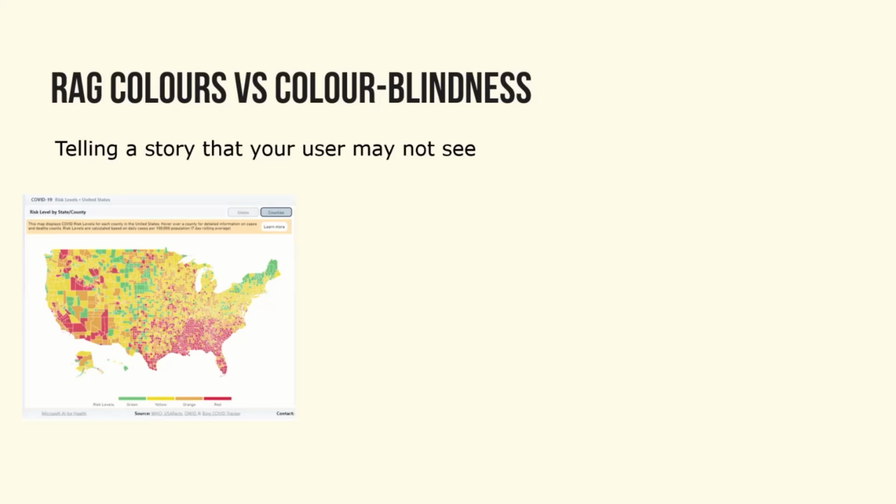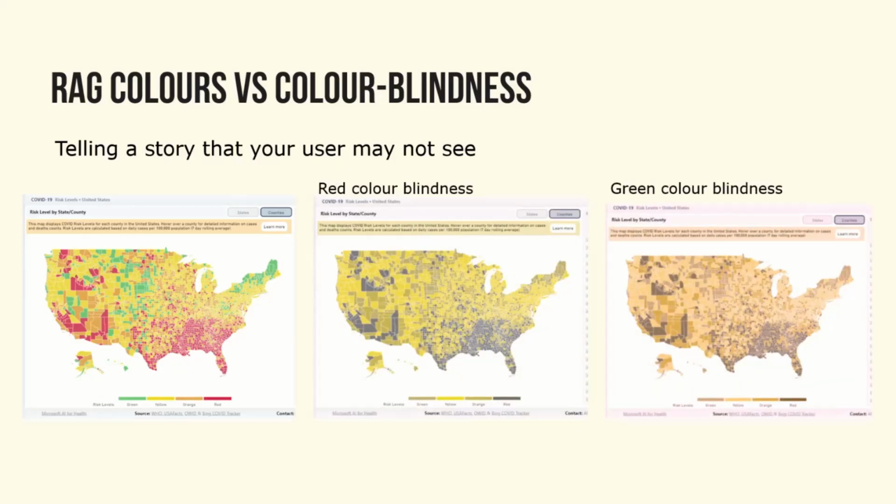So I have here this risk level map in the United States, again COVID-19, using RAG variation in colors. And I created a color blindness simulation that you can see here, where some of these colors look the same on the map. So how can you make any decision based on that?